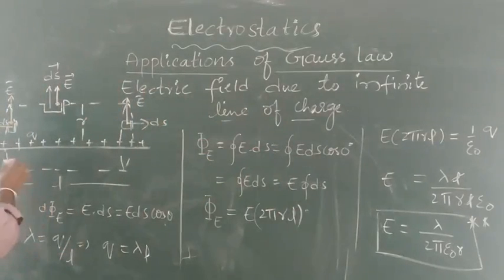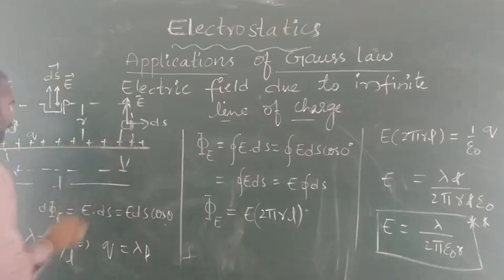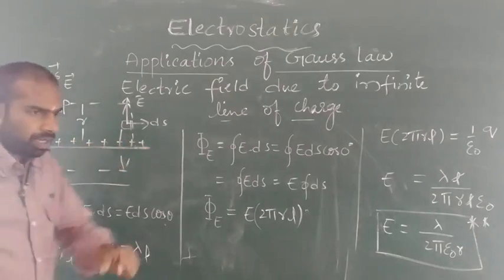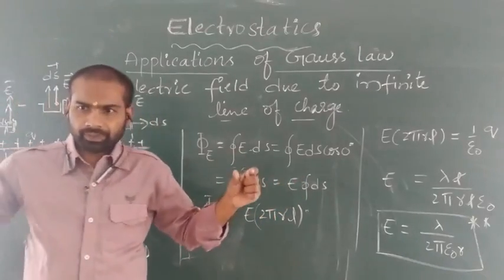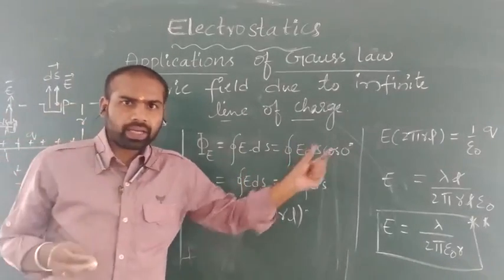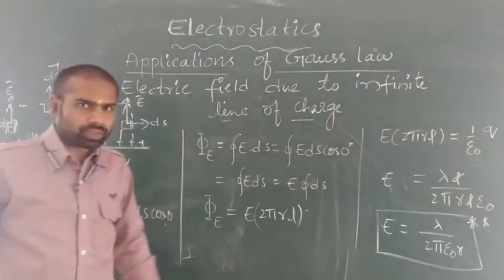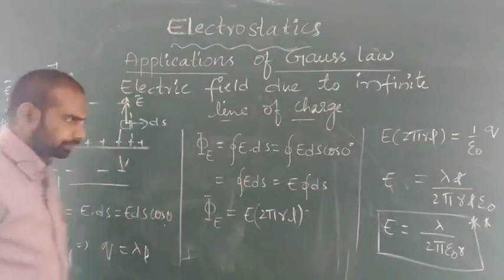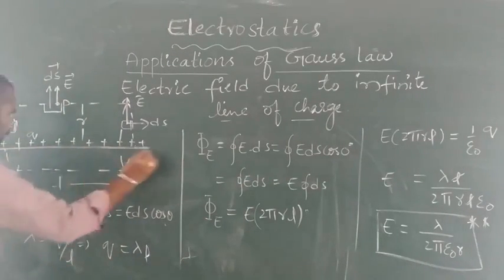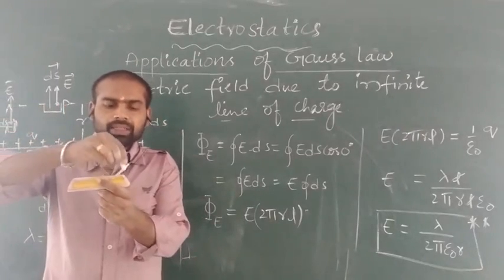Here we will take one line, and on that line we place some charges. Continuously we distribute a charge on a particular line. The total charge here we are taking is Q. We are distributing the total charge Q on a particular infinite line. Now, we keep some charges on this line.